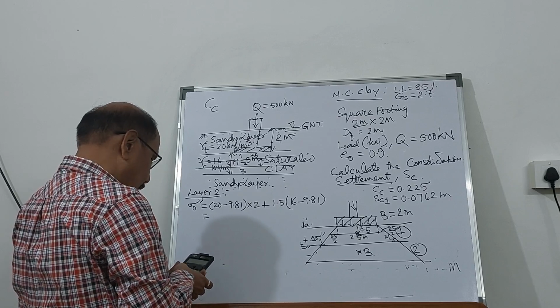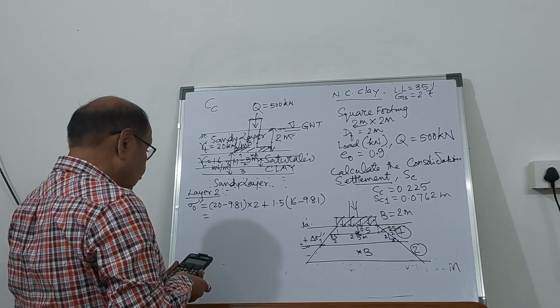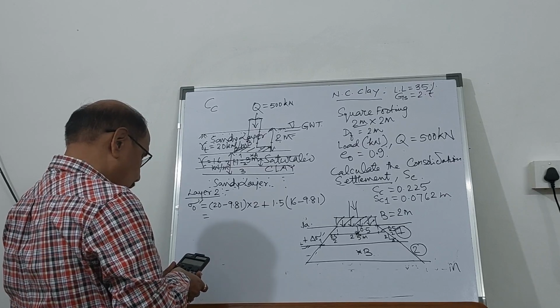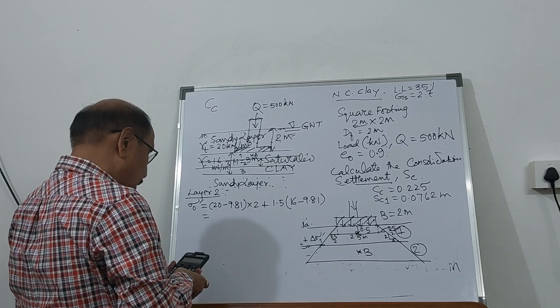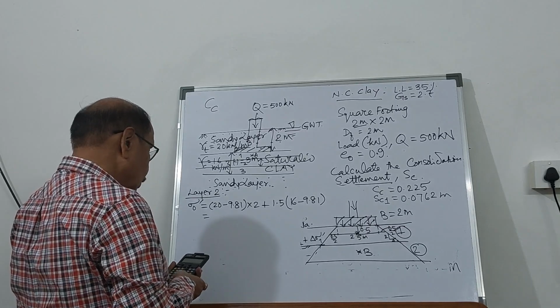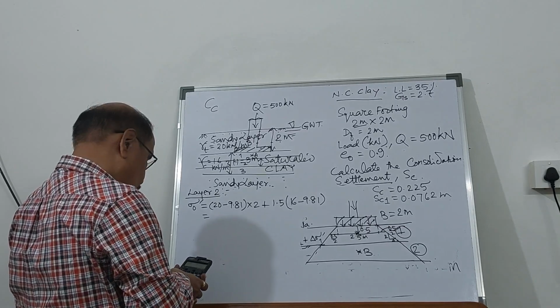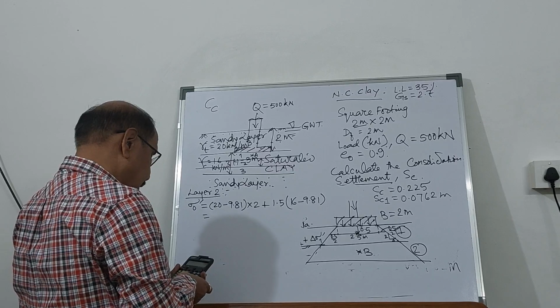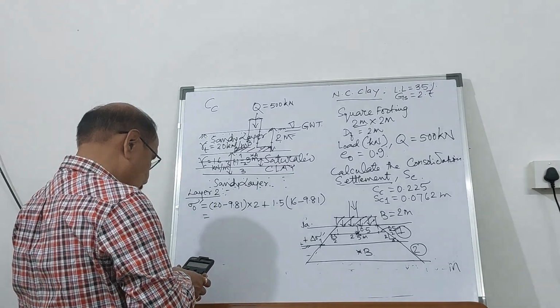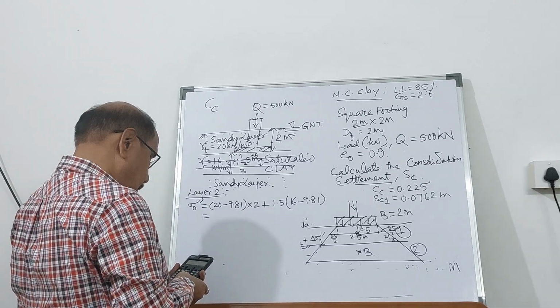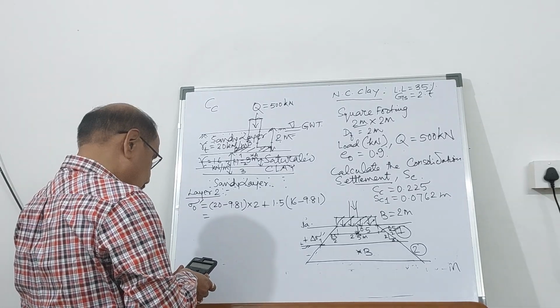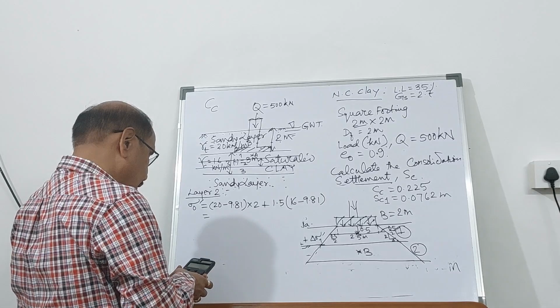So, 20 minus 9.81 multiplied by 2 plus 1.5 multiplied by 16 minus 9.81.